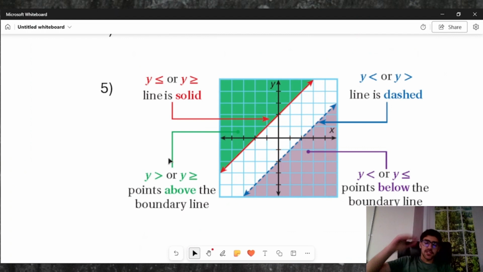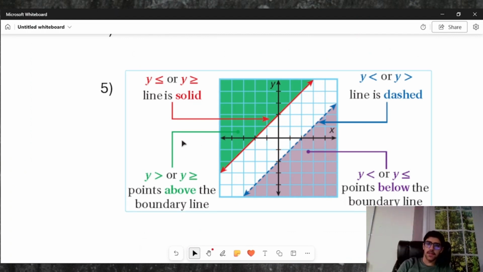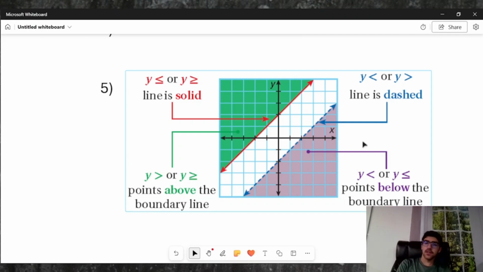And for the graphs part, you just need to know this. If it's y is greater than, the shaded area is going to be above the line. Just look at the y-axis, the shaded area is going to be above it. And if it's less than, the shaded area is going to be below it. It's also great to know that a dashed line means it does not include, and a solid line means that it includes. So y is less than, y is greater than, that is a dashed line. Y is less than or equal to, greater than or equal to will be a solid line. So that's really all you need to know about it.